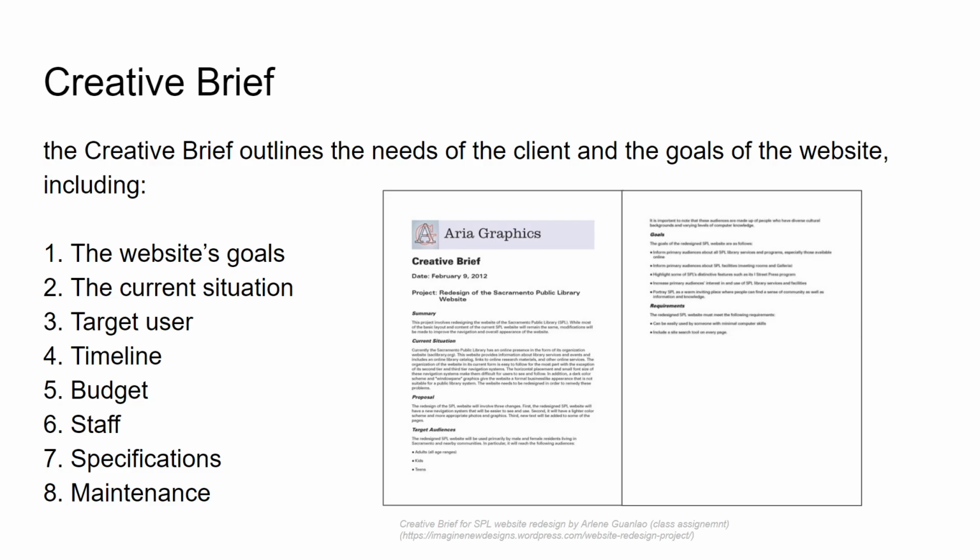The timeline just describes how long it will take to make the website. The budget is how much it's going to cost, so that's usually related to how long it takes and how much you have to pay the different people who work on the website. Staffing is like, how many designers, developers, different people are going to create the website. Specifications has to do with how the website will be implemented and maintained, or actually maintenance is another part.